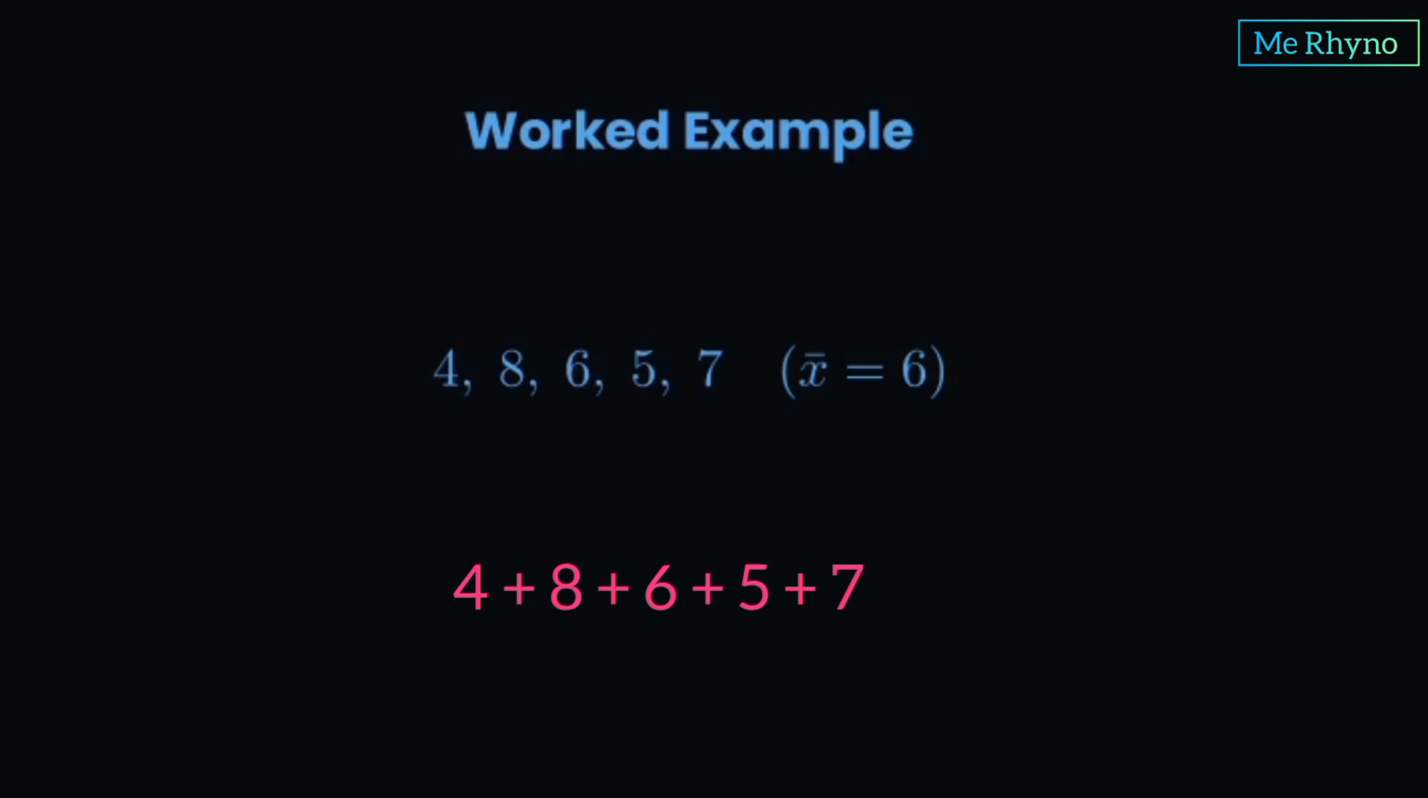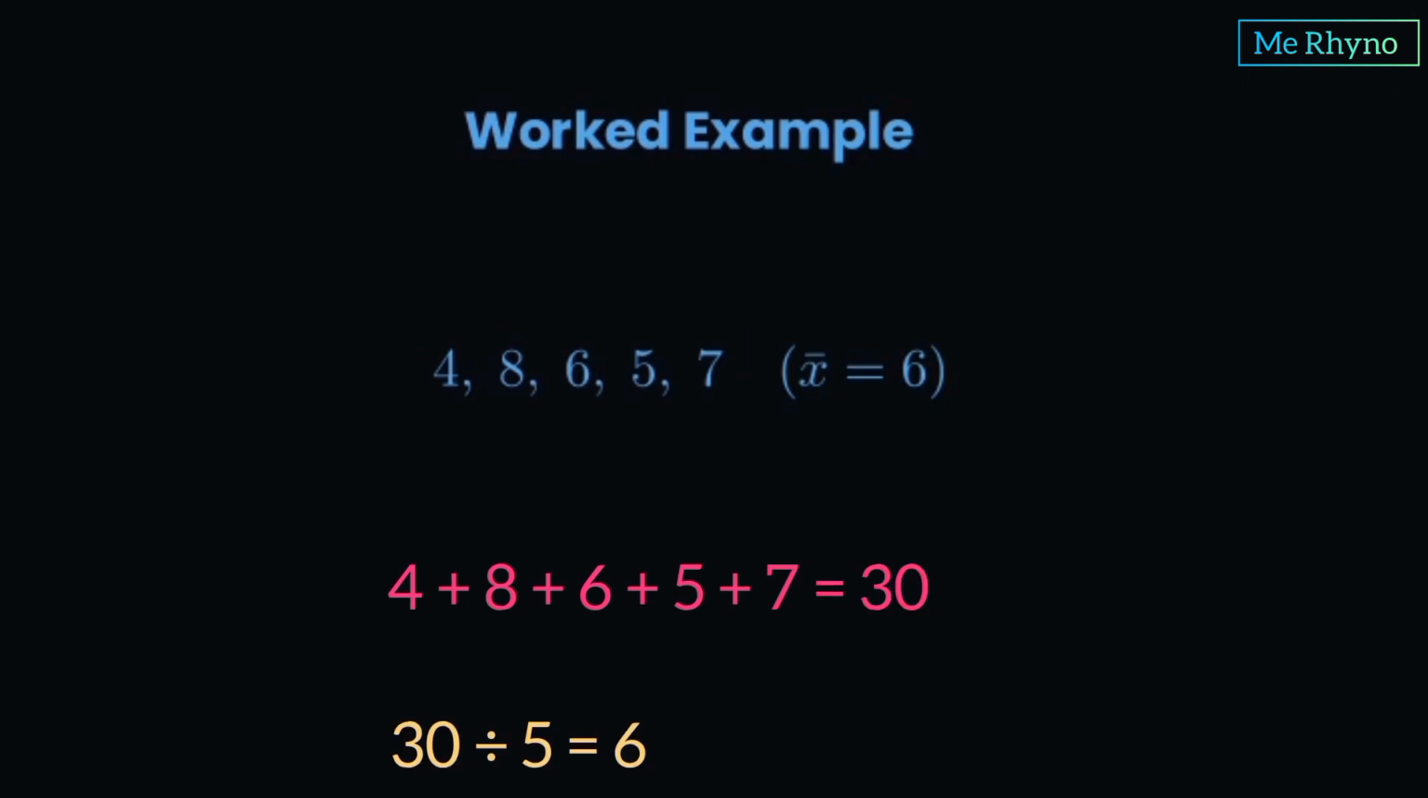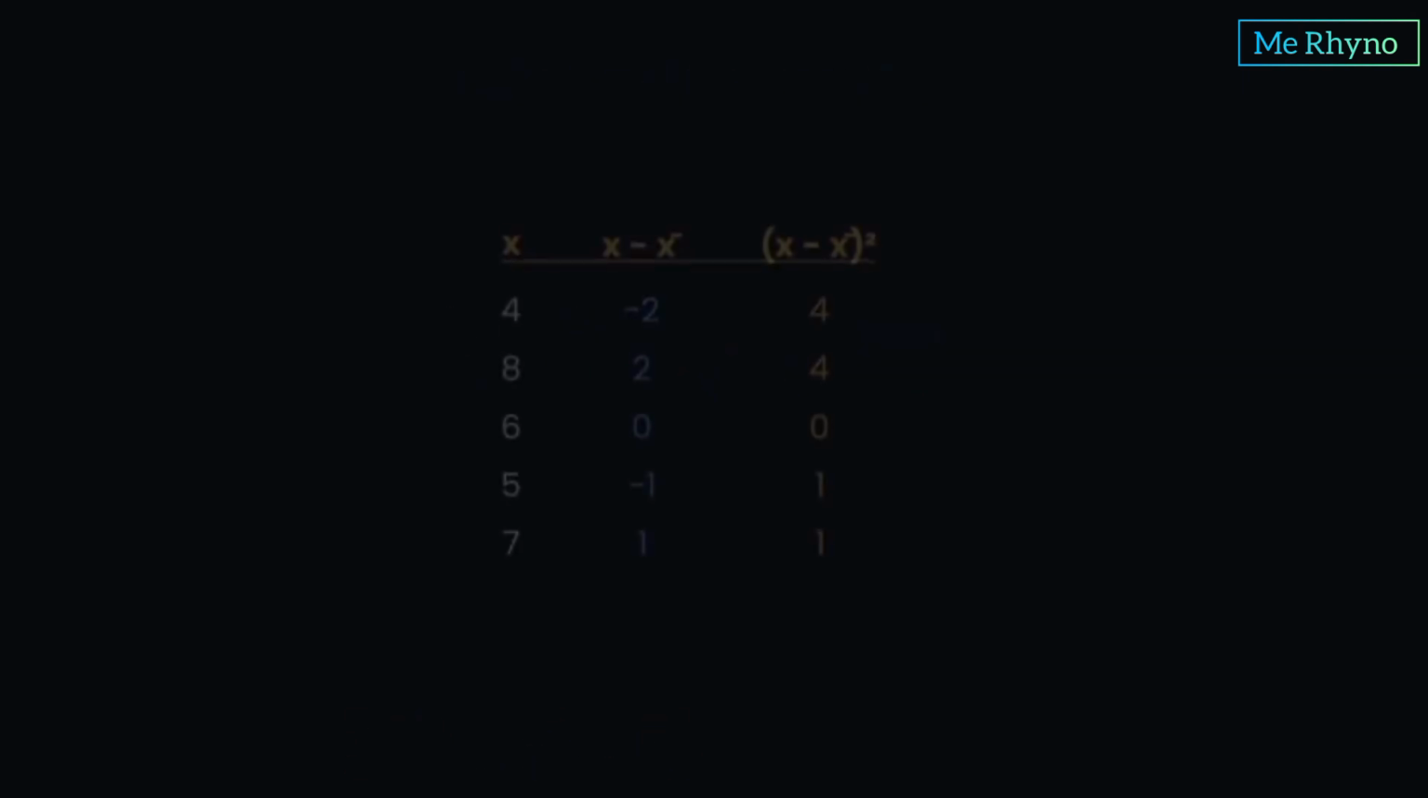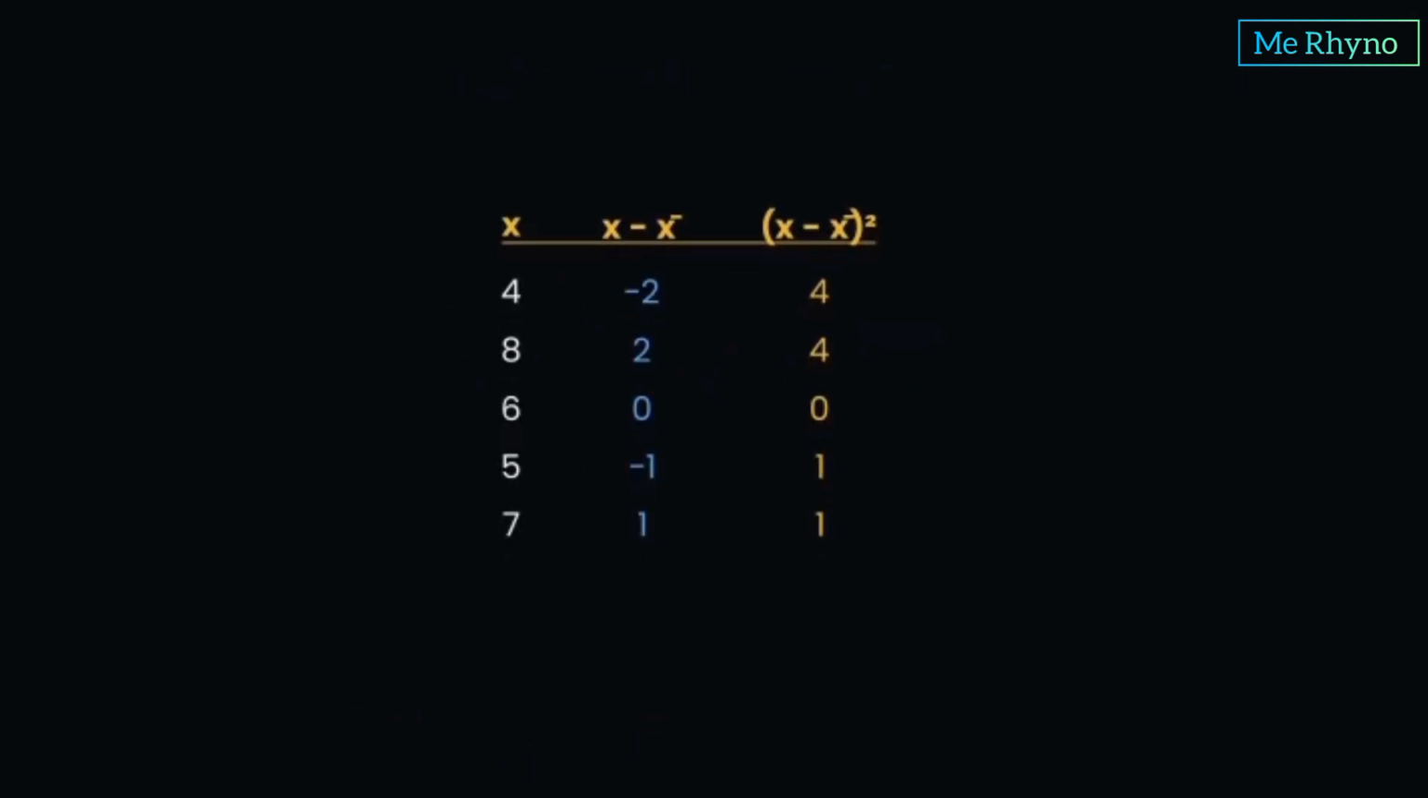We add all these values, and that gives us 30. Then we divide by how many numbers we have. Notice that we only have 5 numbers, so that shall be 30 divided by 5, and we get our mean as 6. Next, we subtract the mean from each value, then we square that deviation.